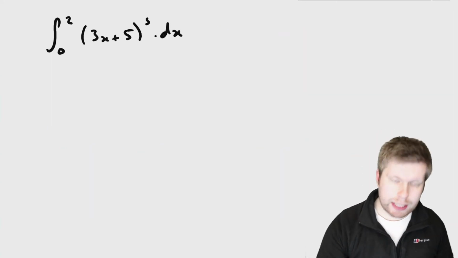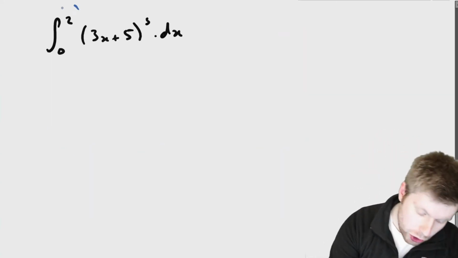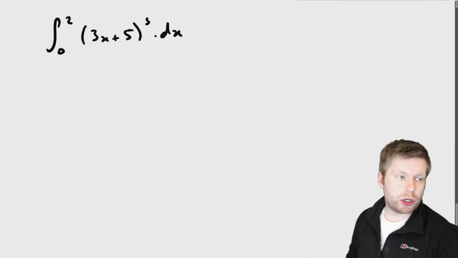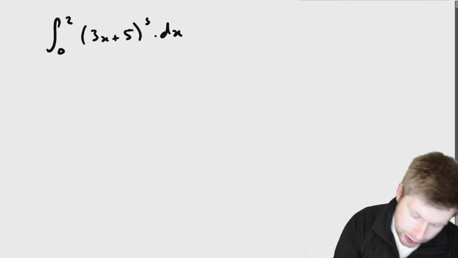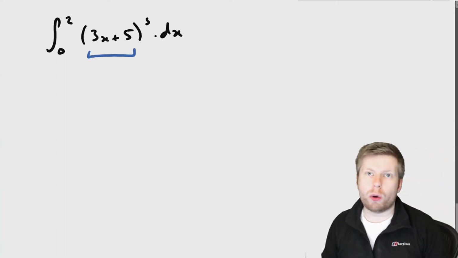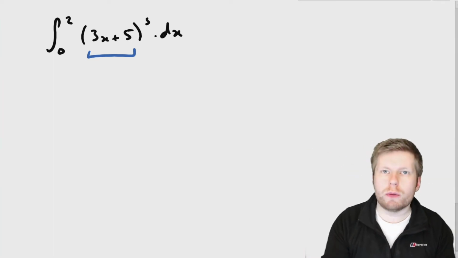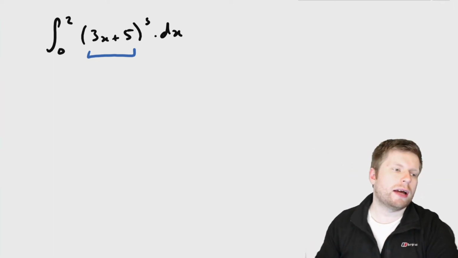Okay, so let's have a look at this example, the integral between 0 and 2. So we've got limits, so we know it's a definite integral of 3x plus 5 all cubed with respect to x. So first things first, I notice that that's the bit that's making it awkward. I've got the 3x plus 5, and then I'm cubing the whole thing. If it was just like x cubed, that would be easy, but it's not. It's 3x plus 5 all cubed.